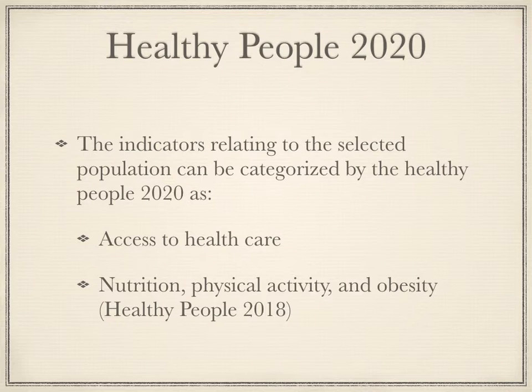The indicators relating to the selected population can be categorized by the Healthy People 2020 as access to health care and nutrition, physical activity, and obesity. Generally, Americans do not consume the required intake of fruits and vegetables. Over 80% of adults do not exercise at the recommended amount. Furthermore, 20% of the population have not identified a primary physician or have no access to health care. This increases one's risk for heart disease and complications from that disease.